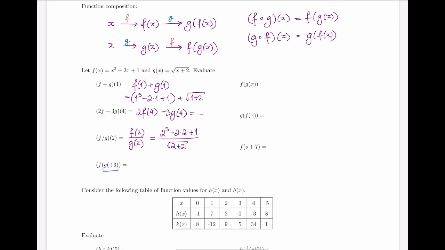So I'm going to get for this square root of 3 plus 2, or square root of 5. And this is now the input that I'm going to plug into the function f. So my next step is I have to compute f of square root of 5. So I now plug square root of 5 into my function f, which will give me square root of 5 cubed minus 2 times square root of 5 plus 1. Okay, so be careful, working inside out, not outside in.